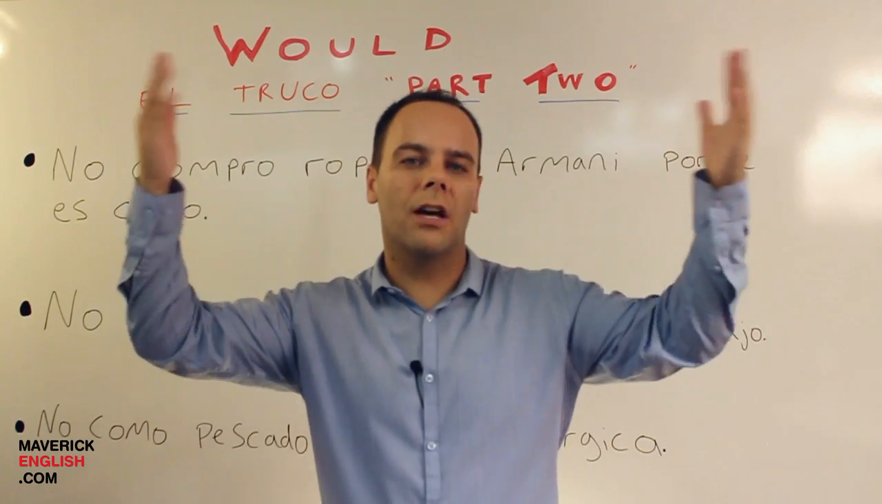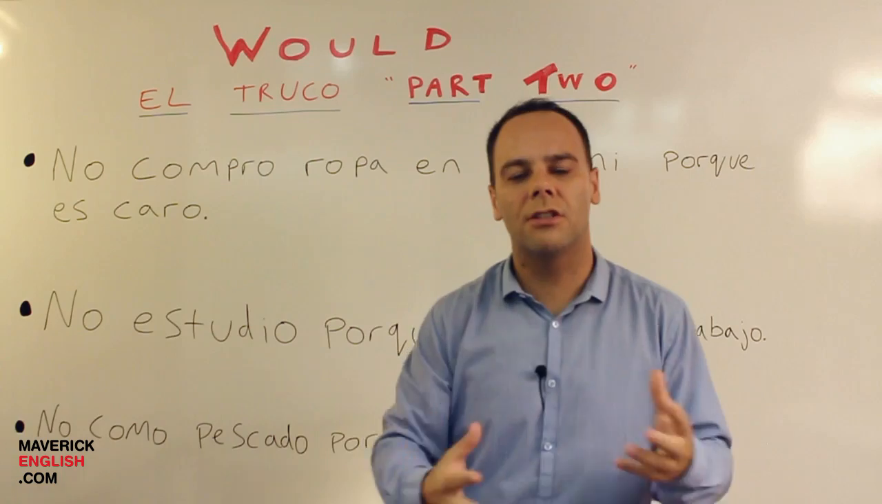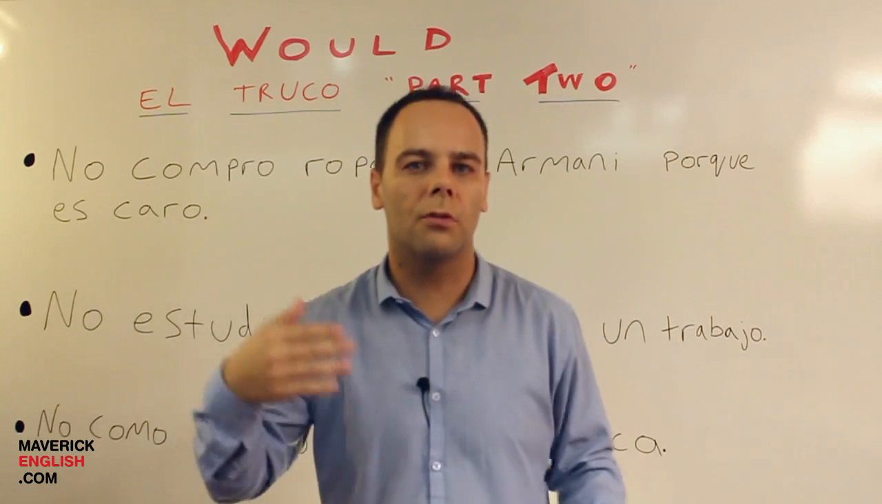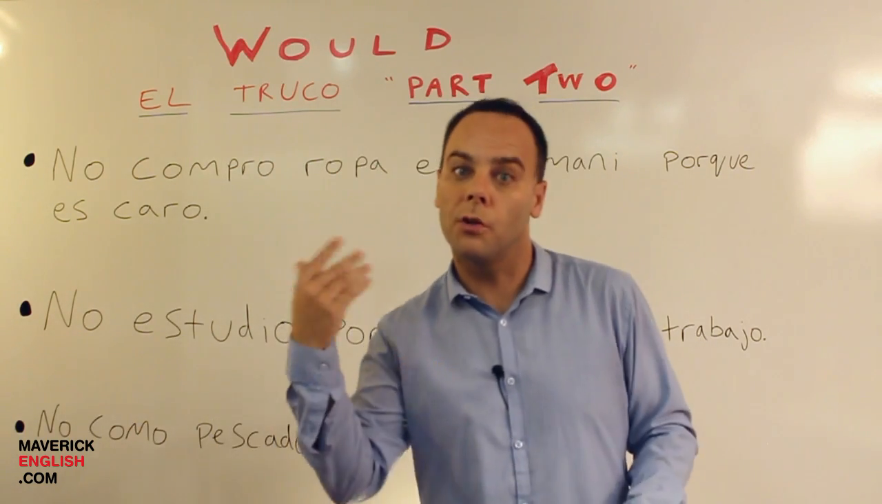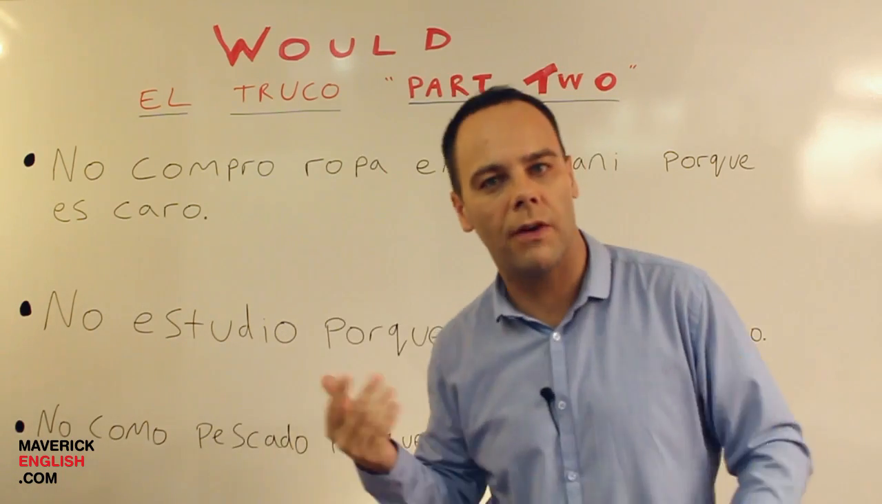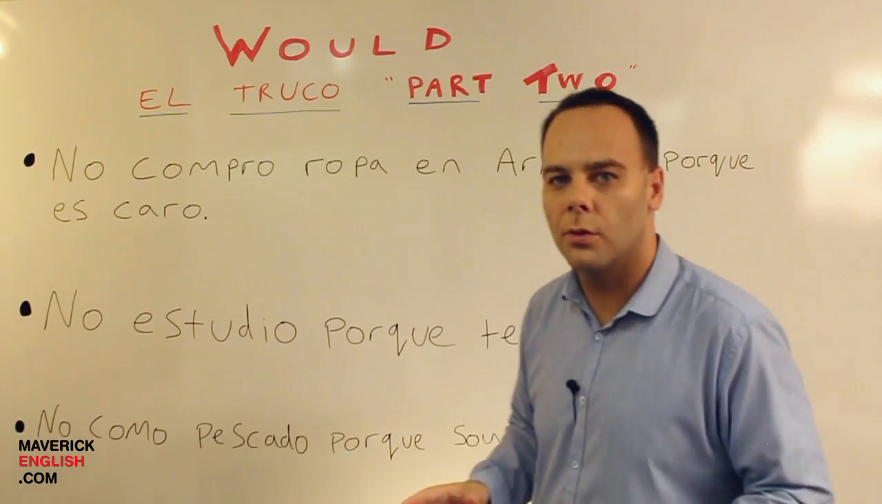You could go into alternative reality and you could change the situation. So if you're poor, you could be rich. If you're stupid, you could be intelligent. If you're slow, you could be fast. Okay? So this is what we do with the second conditional.